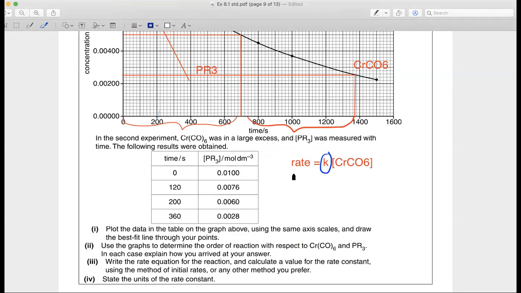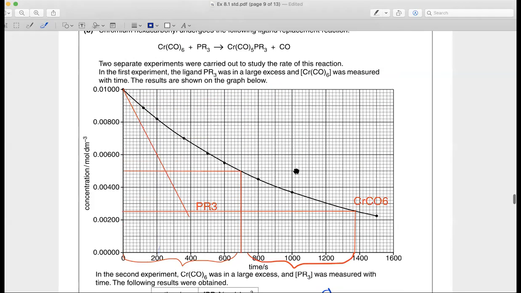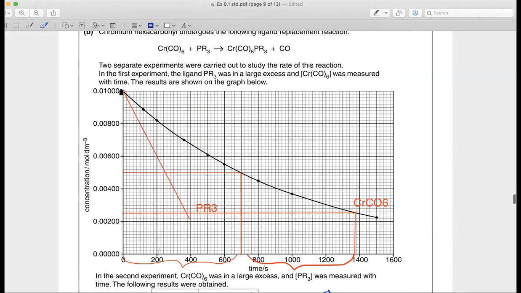Now, rate, how do you find rate? Yes, the gradient. And the easiest is you take the initial rate. PR3 is out of the question already. We don't deal with PR3. So I'm going to erase everything now so that you don't get confused.